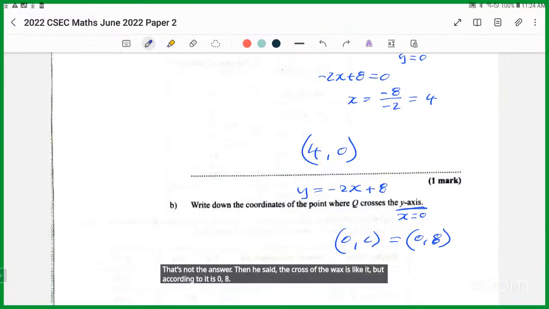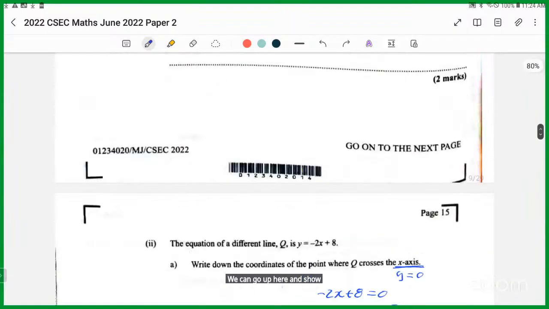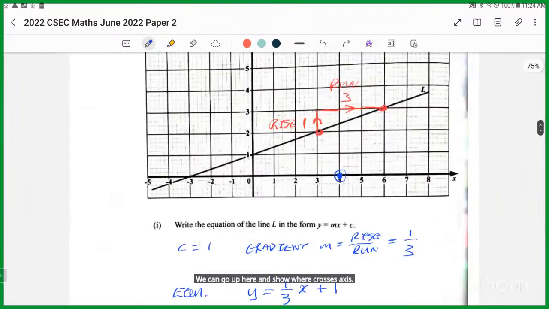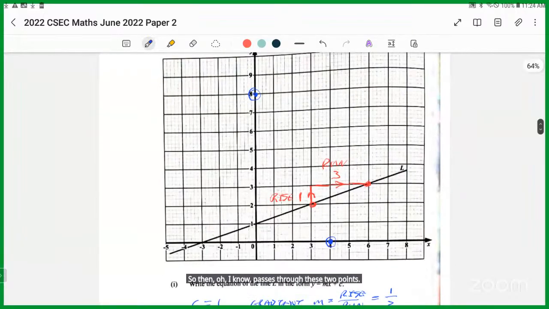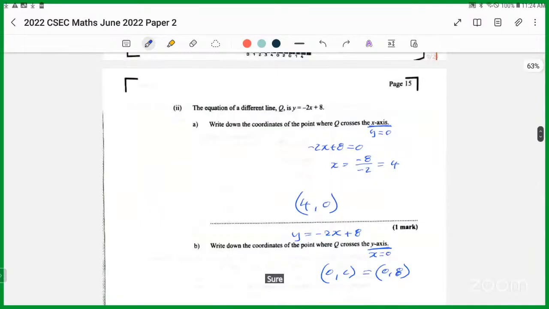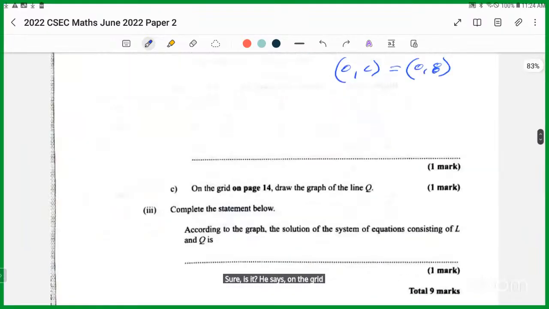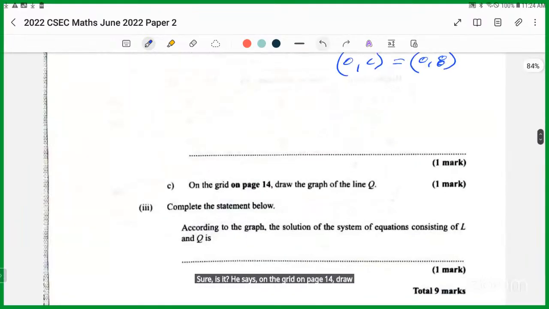So you can go up here and show where it crosses the y-axis, all the way up here. 0, 8. Right up here. So the line that we want now passes through these 2 points. And I'm sure they're going to ask you to draw it. See? It says on the grid on page 14, draw the line Q.